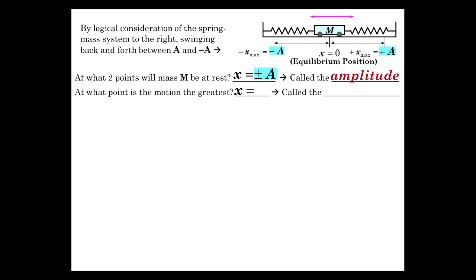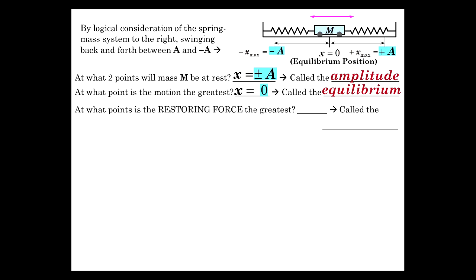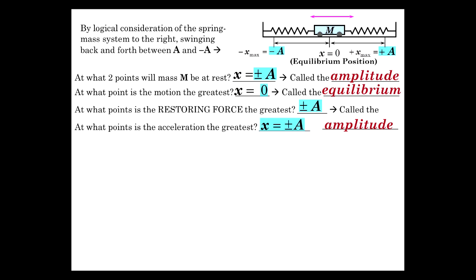Okay, at what two points is the motion the greatest? It's moving fastest when the acceleration is done, and that's right here in the center. That's where x is equal to 0, and it's called the equilibrium. Next question is, where is the restoring force the greatest? The restoring force is the force that tries to make it go back to the equilibrium position. And that's going to be, of course, where the spring is most stretched. So that again is plus or minus A, the amplitude. And then where's the acceleration the greatest? Well, you should know that acceleration is directly proportional to force. So of course, it's plus or minus A.